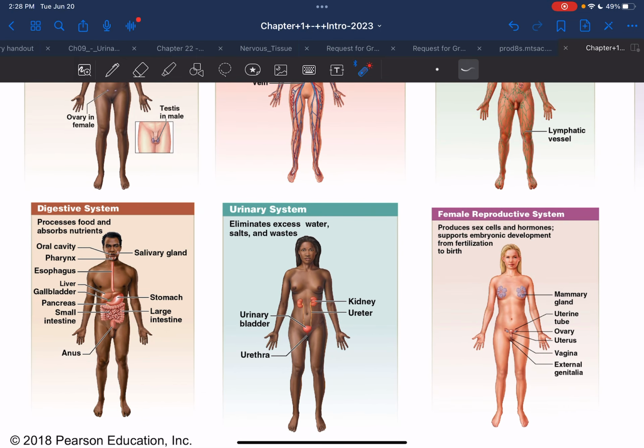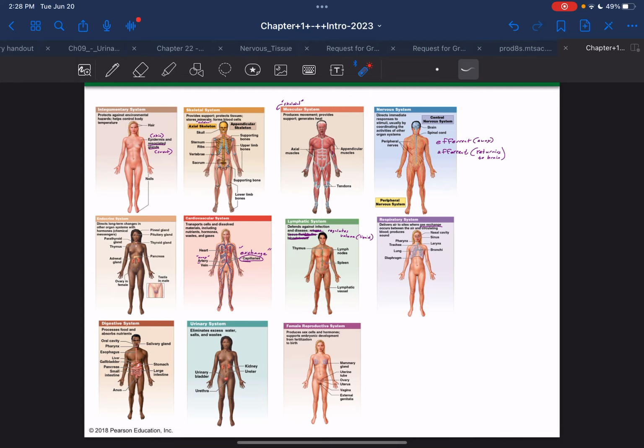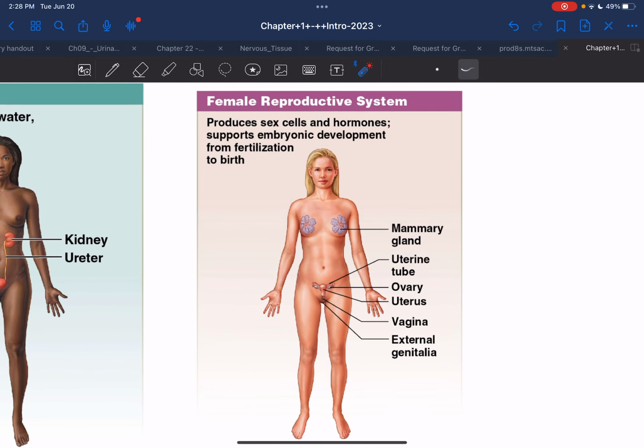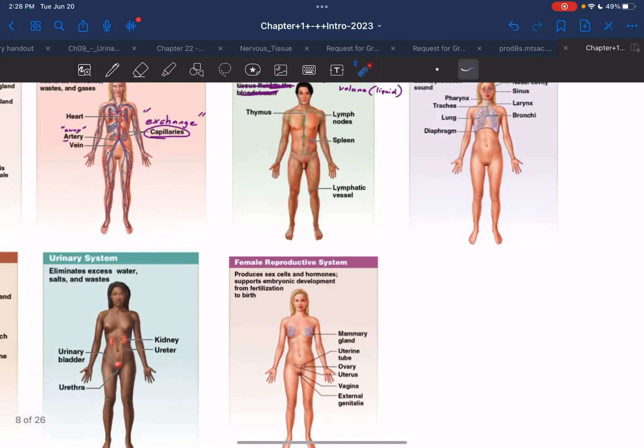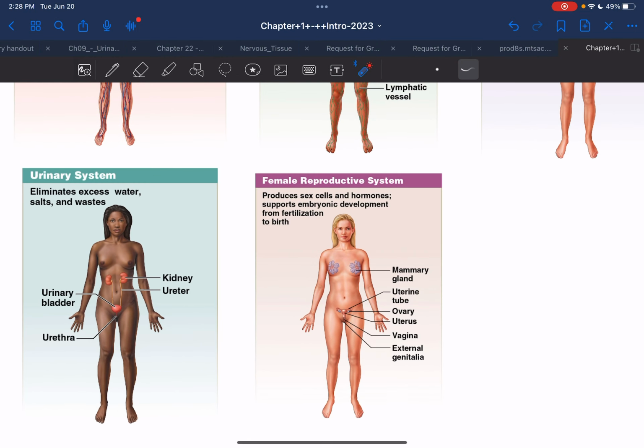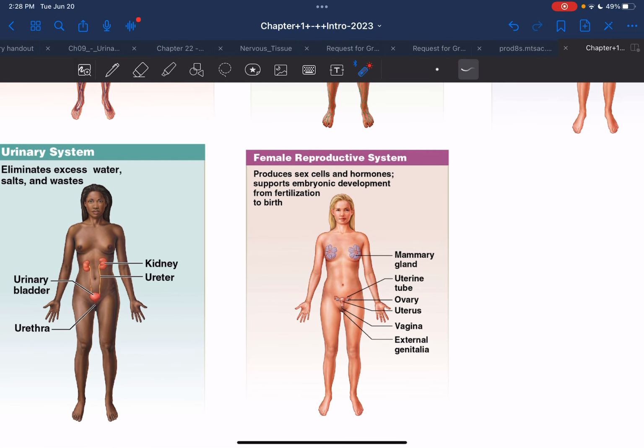And so to finish up, we have our reproductive system. And I am missing a reproductive one here. Where's males? I guess it's missing. So this is what we have. Then we'll learn females, and I'll add the male one tomorrow.